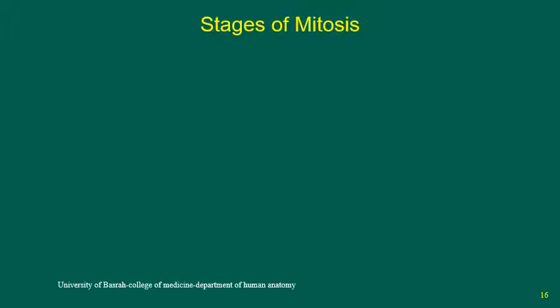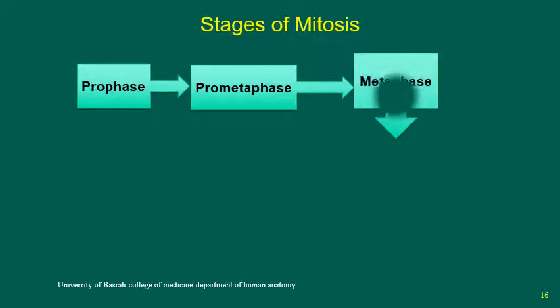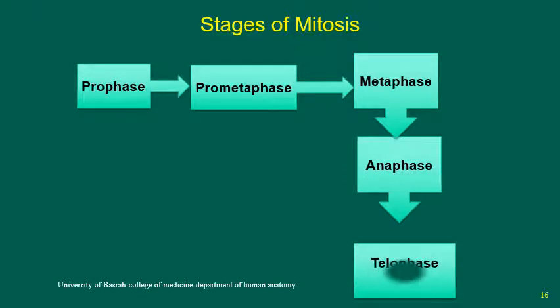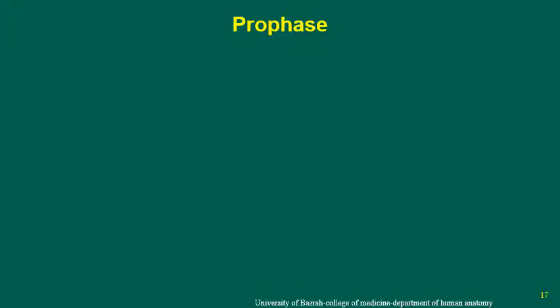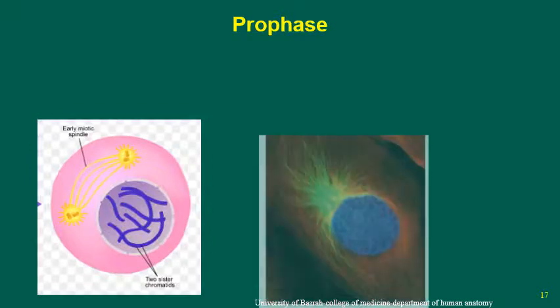There are many stages of mitosis. At first, prophase, prometaphase, metaphase, anaphase, and finally telophase. The first stage of mitosis is prophase. Prophase is characterized by the following.